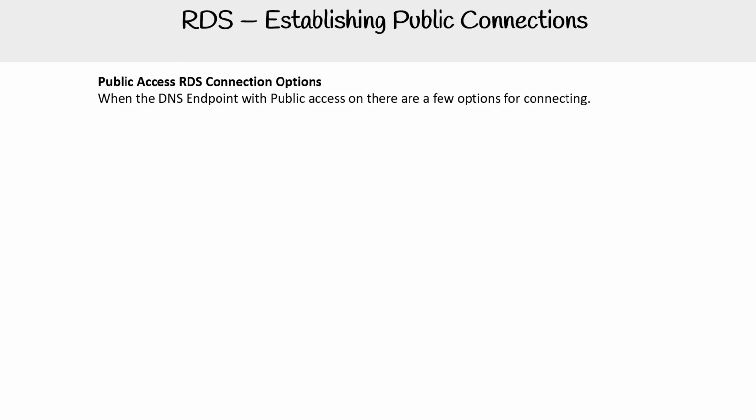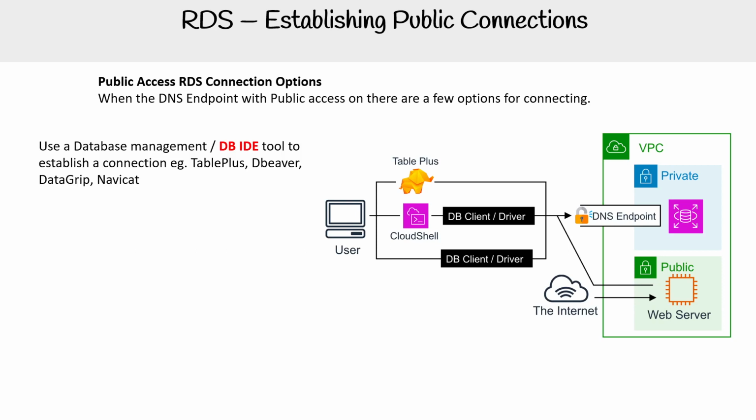Let's talk about how we would establish a connection to RDS, and we'll focus first on public connections, so connections that are not within the VPC. And we have a few options here. The first is we can use something like a database management tool, so Table Plus, DBeaver, Datagrip, Navicat. These are apps you install on your desktop computer. It allows you to easily interface if you provide your credentials like the DNS endpoint, the username and password, the port, and everything like that. So that is one option.